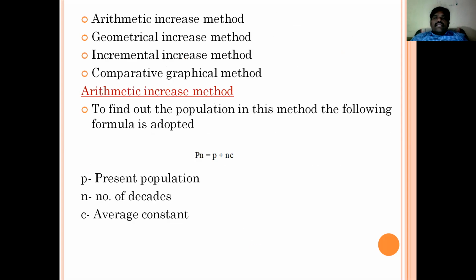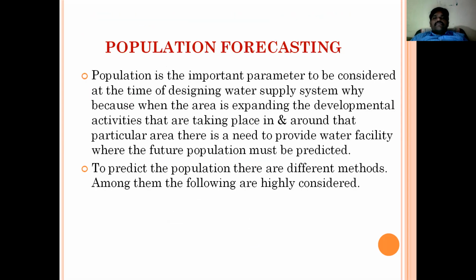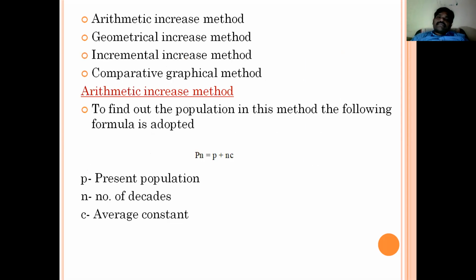So how can you calculate? Simply, there are different methods to find out the population. In that, the first one is arithmetic. We are going to discuss here 4 or 5 methods. First one is the arithmetic increase method. Next one is the geometrical increase method, incremental increase method, and comparative graphical method.